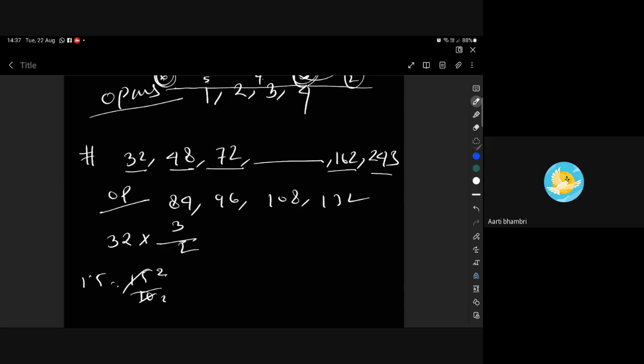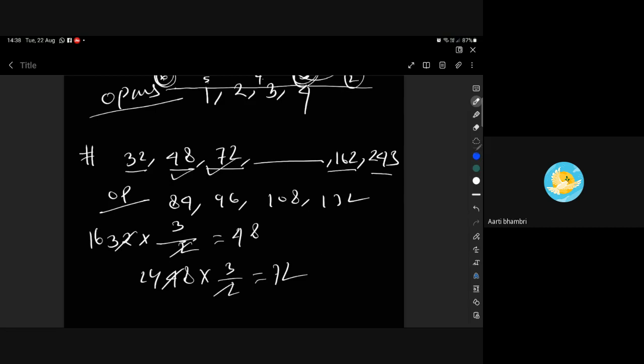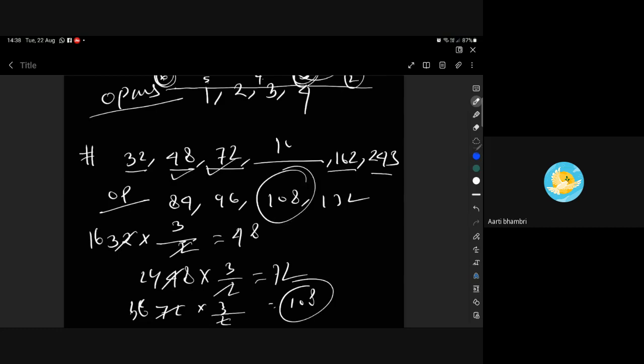If you divide by 5, it will be 3 by 2. If you multiply 3 by 2, that means 1.5. With each and every number, you multiply by 3 by 2 and you will get the next number. Like this one, if you multiply 3 by 2 with 32, it will give you 48. 48 has come. Now 48 into again 3 by 2 or 1.5 will give you 72. 72 has come. Now if you multiply again 3 by 2 with 72, it will give you how much? 108. So 108 will be the answer.